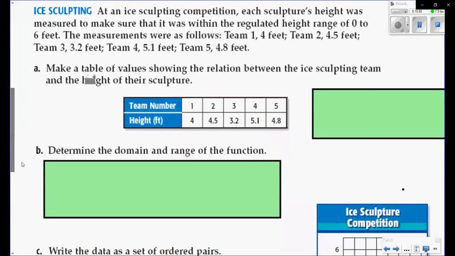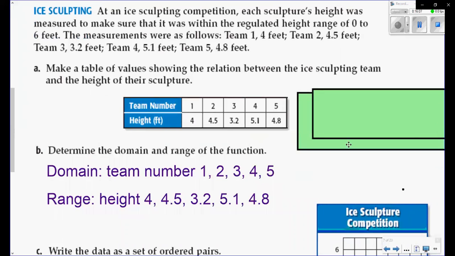The second thing was to determine the domain and the range of the function. If you remember back to what the domain and the range are, the domain deals with the X values, and the range deals with the Y values. So the domain was the team numbers 1 through 5, and the range is the height from 3.2 to 5.1.